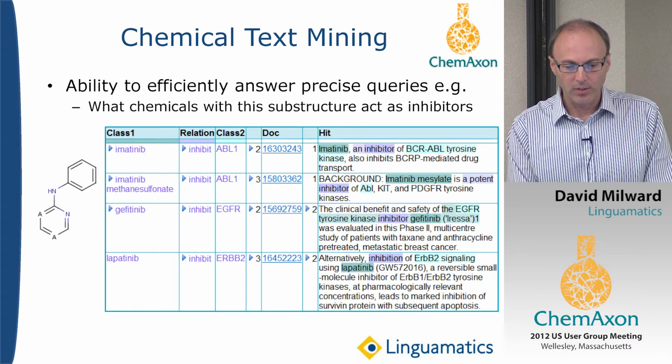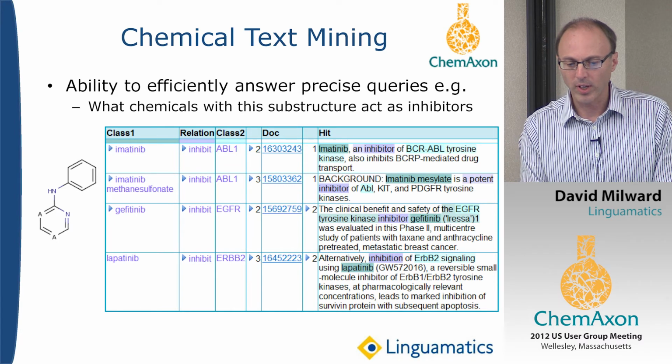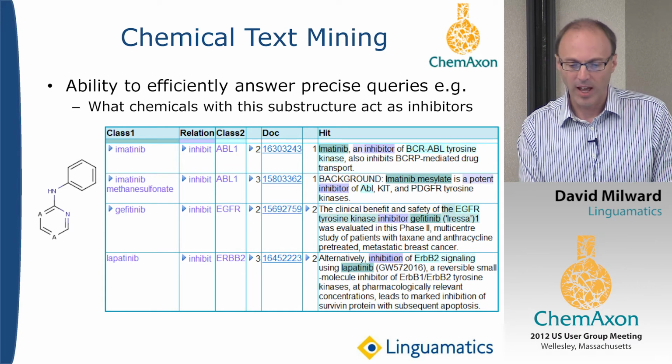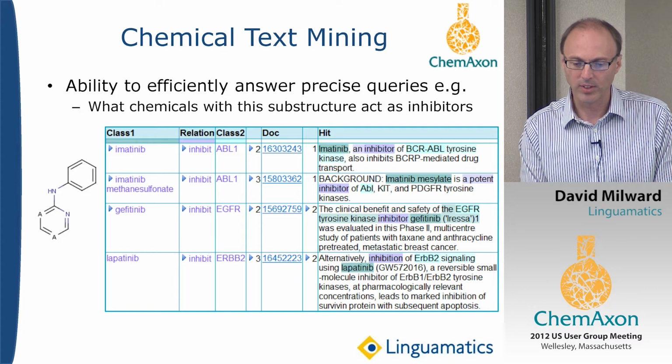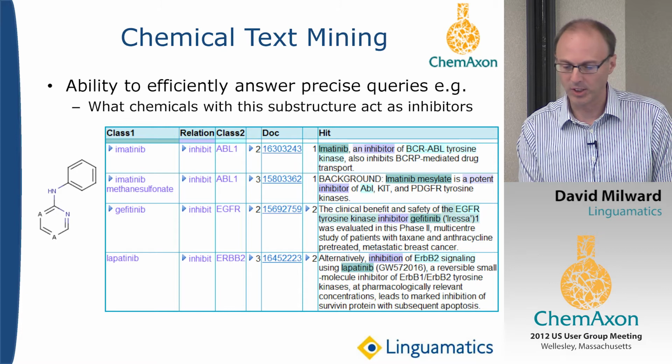So what that's allowing us to do is ask precise questions. So we might want to say what chemicals with this particular substructure act as inhibitors. Then we can look inside the text, find the particular compounds, find what we're inhibiting, find the particular genes, for example.